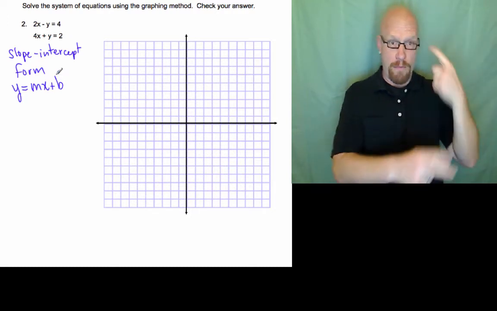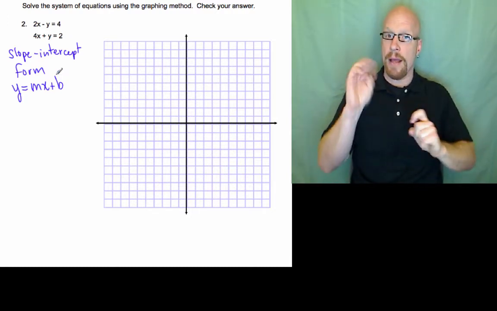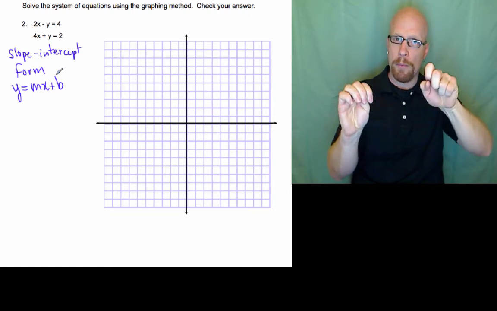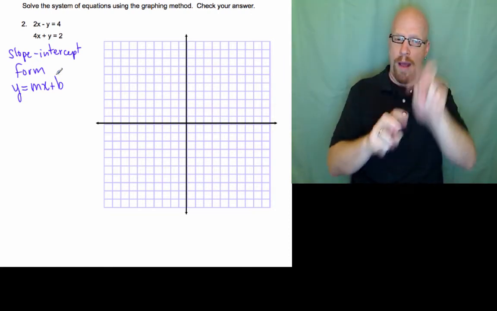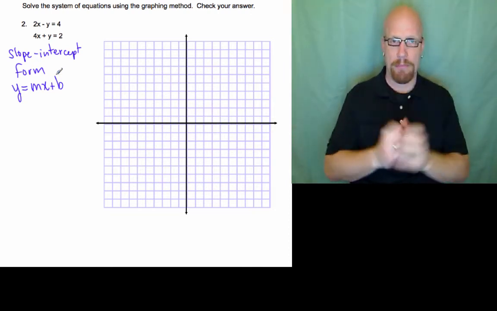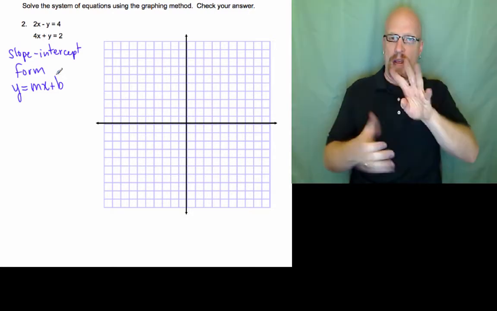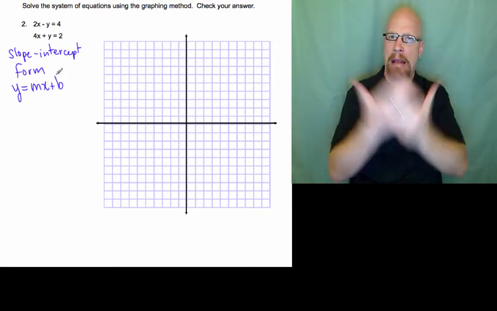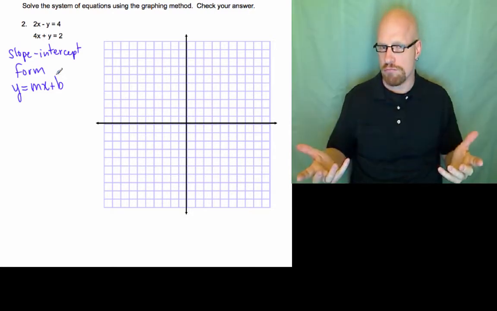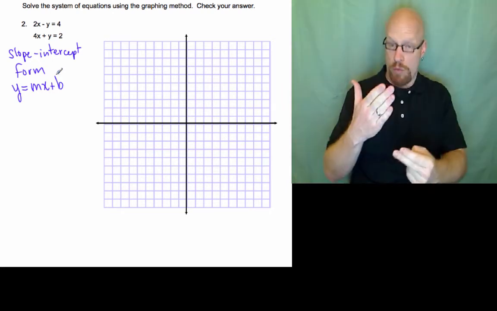Now, the slope-intercept form is named for what it offers me. The m value is the slope, and the b value provides me the y value for the y-intercept. With those two pieces of information, I can graph the line by hand without using a calculator.